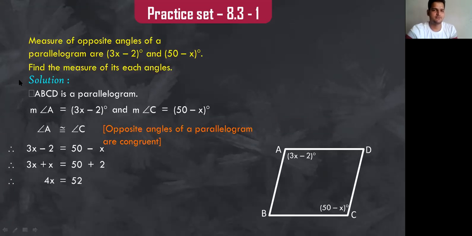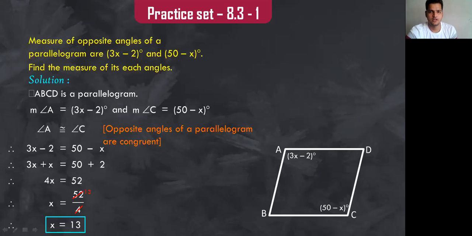As you want the value of x, 4 is multiplying with it, right? So going to the opposite side, what will it become? It will be divided. So 52 divided by 4 is 13. So the value of x is 13. But what was the question asking? To find the measure of each of its angles. We have just found the value of x.